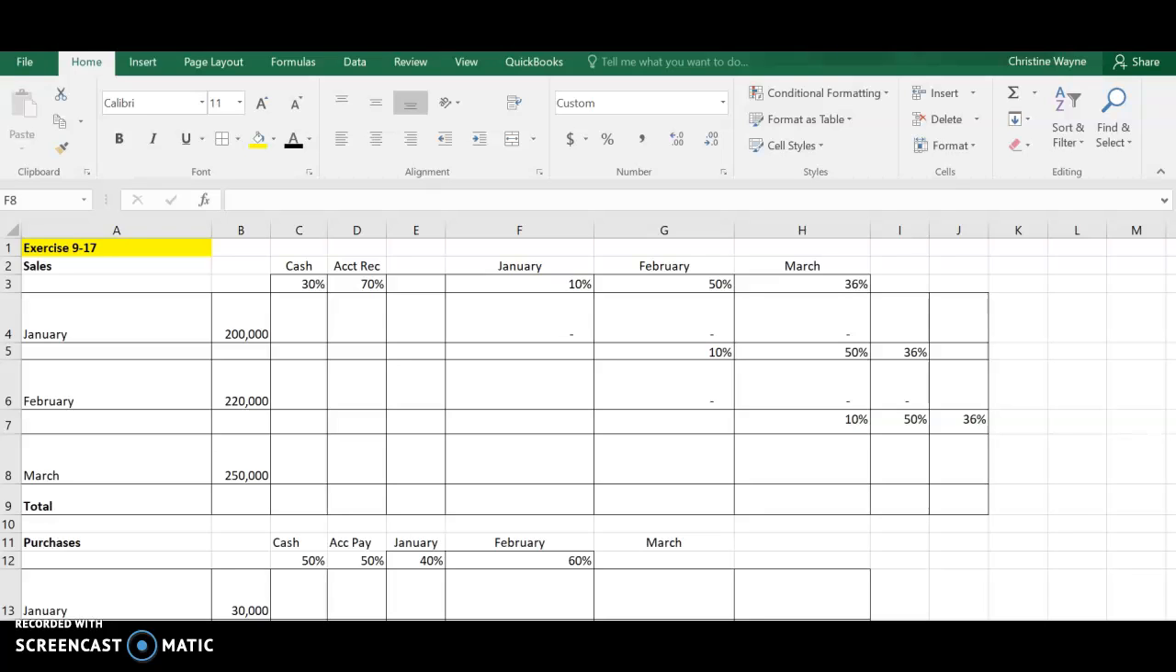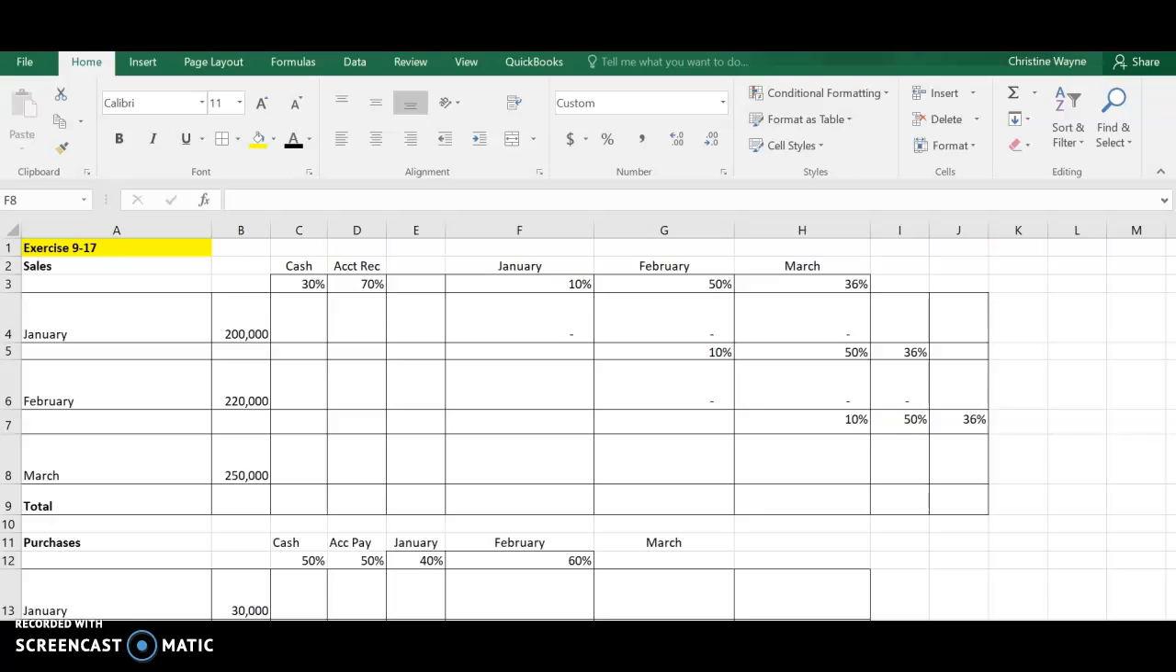I just wanted to walk you through some of the homework problems to get you started on Chapter 9. Some of the more difficult topics, such as the cash receipt schedule and cash disbursement schedule. This exercise is exercise 9-17. So if you wanted to open that up and walk through, we can do that.